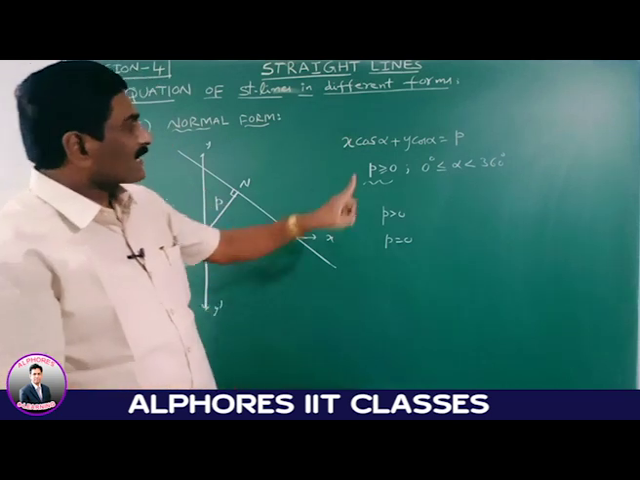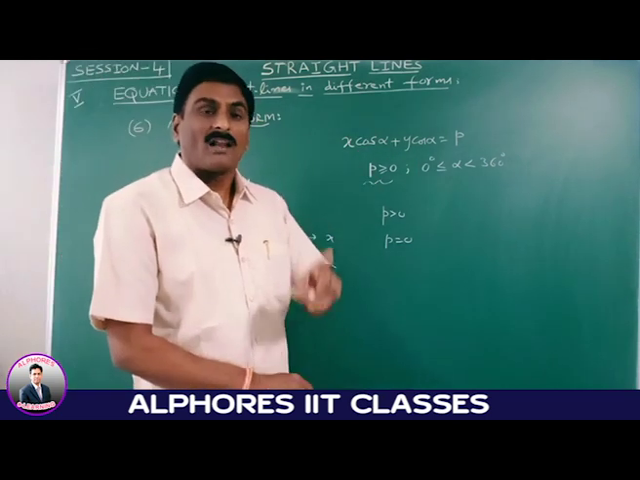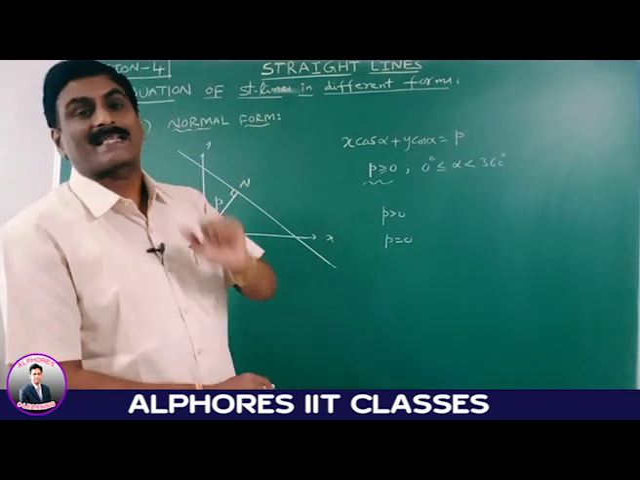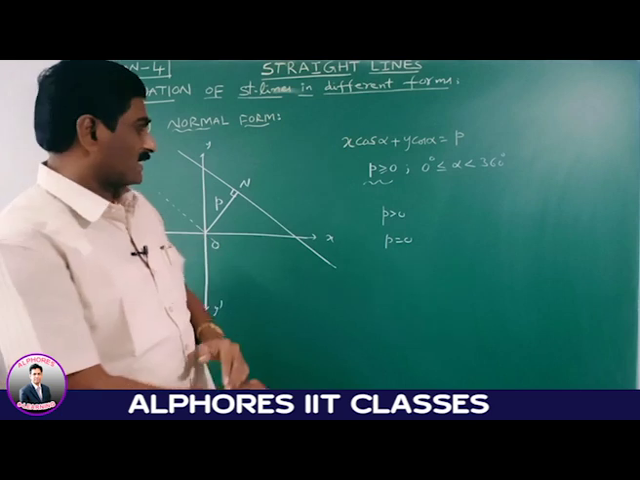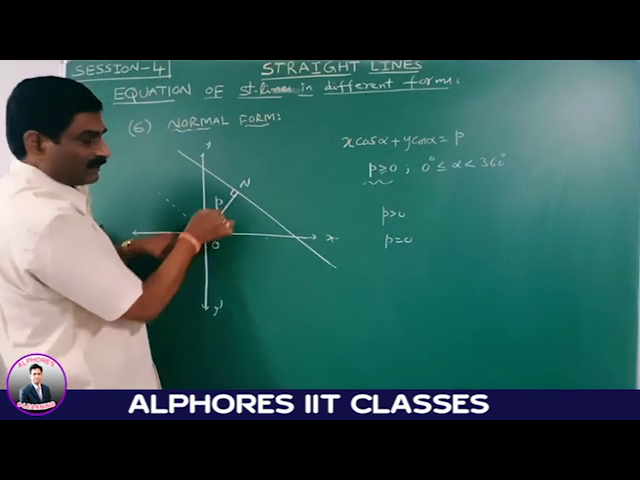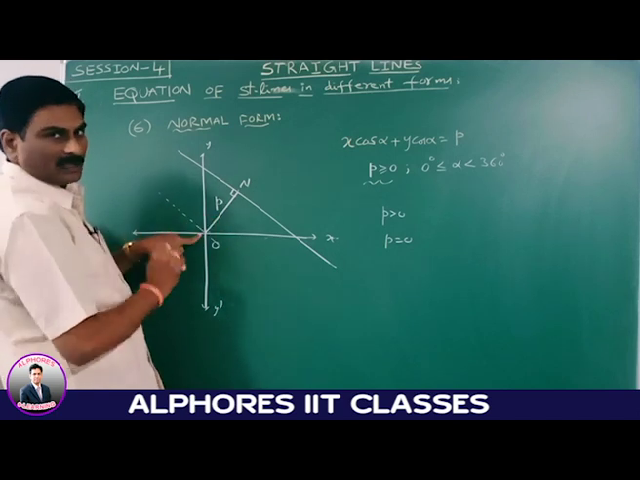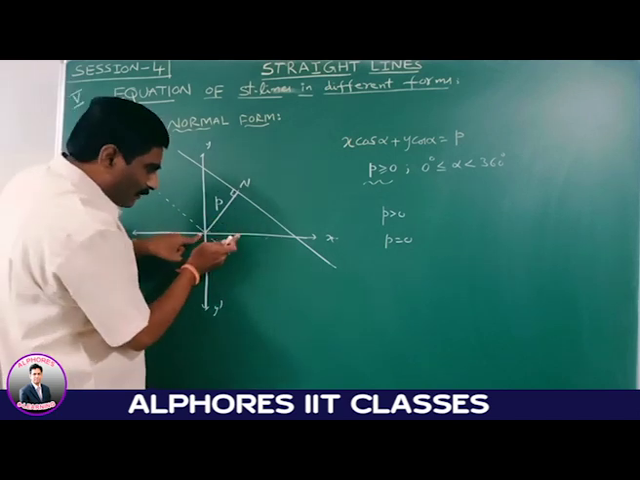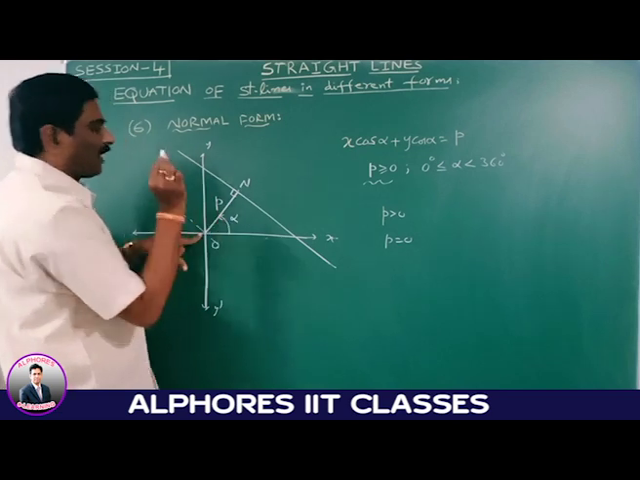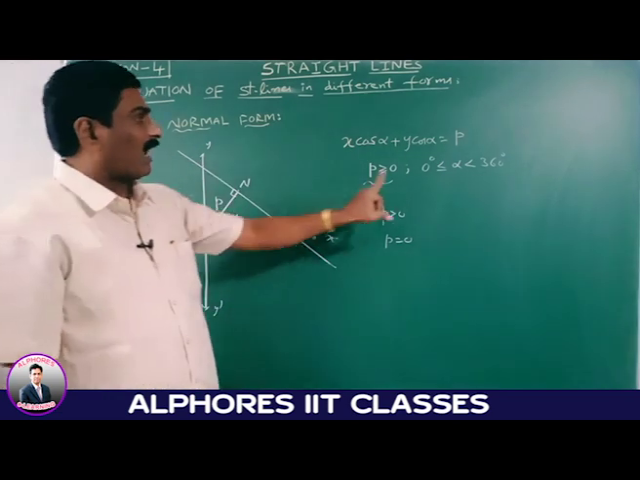Next, what is alpha? Alpha is the angle made by the perpendicular to the line with the positive x-axis in the positive direction. That means it is the positive x-axis. What is the perpendicular to the line? This is the perpendicular, or simply the normal. The angle made by the positive x-axis to this normal in the positive direction is said to be alpha.